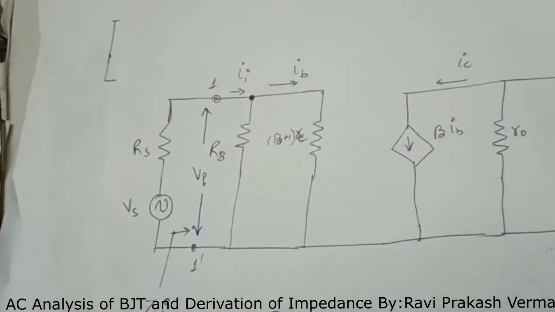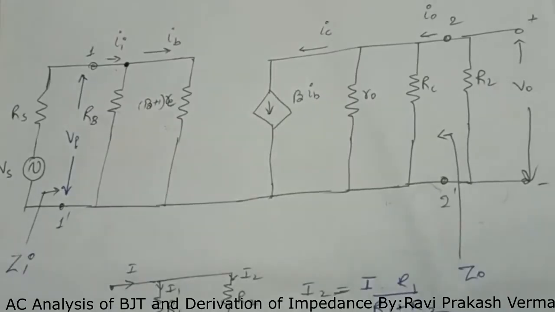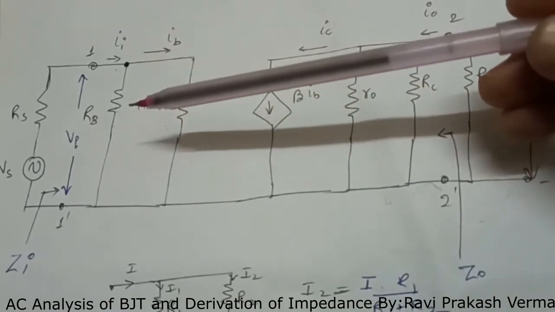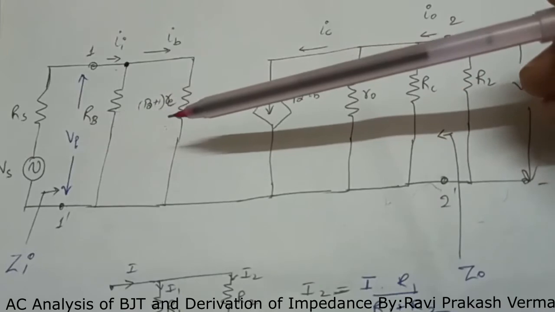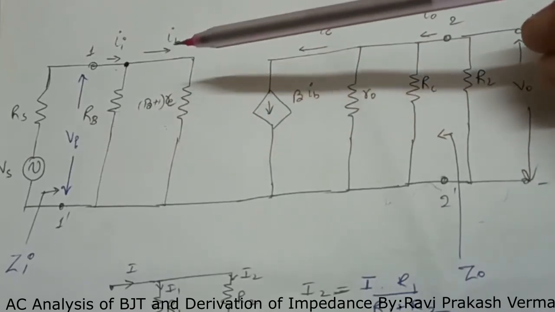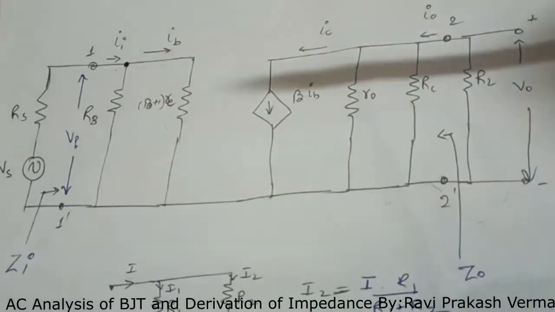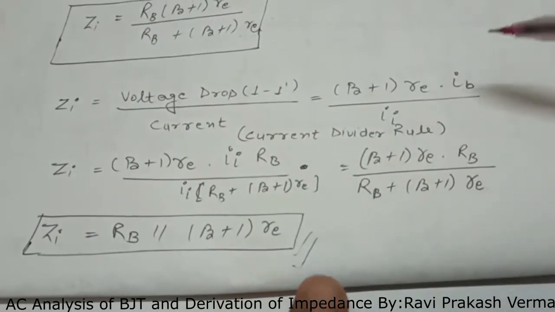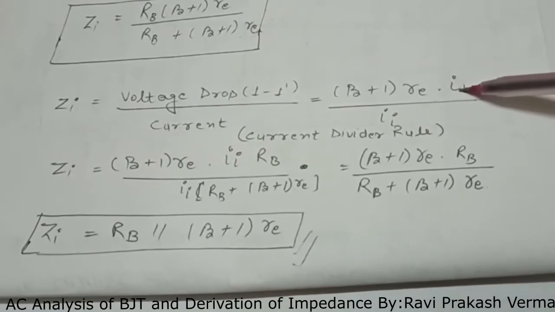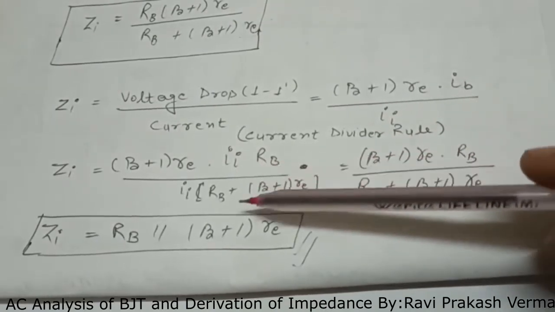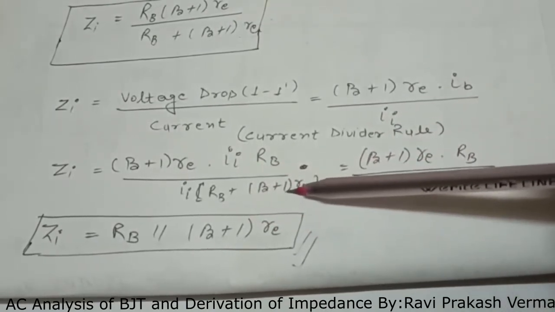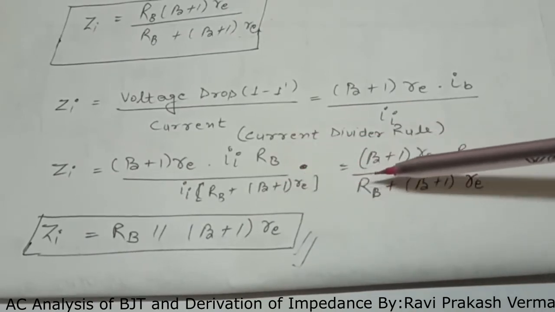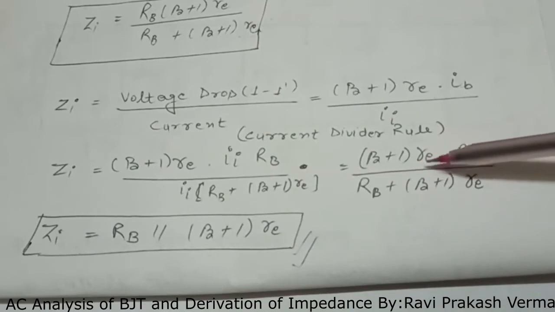From this, Ib is equal to Ii into Rb upon Rb plus (beta plus 1) Re. This is the value of Ib we get from this circuit, and we will replace it in this equation. In place of Ib, we will put Ii into Rb upon Rb plus (beta plus 1) Re. By manipulating or solving this equation, we can get this value.